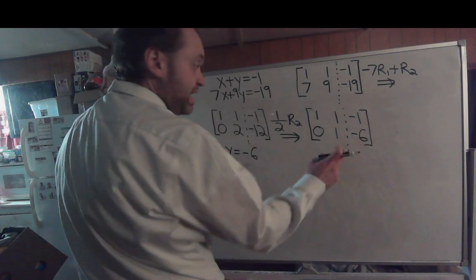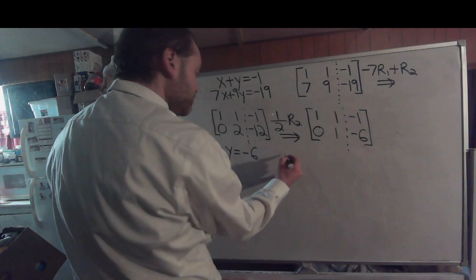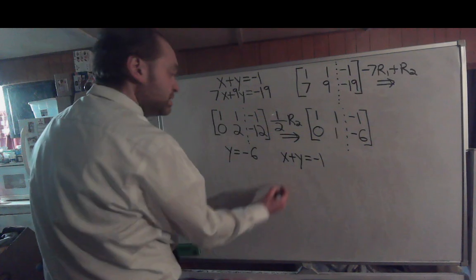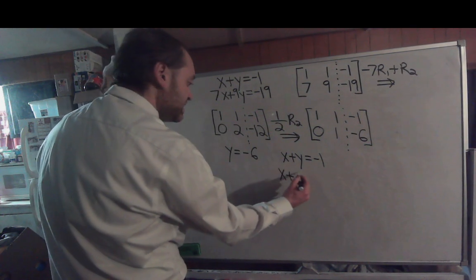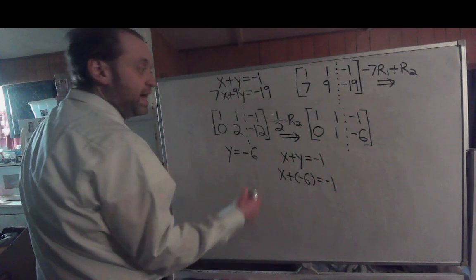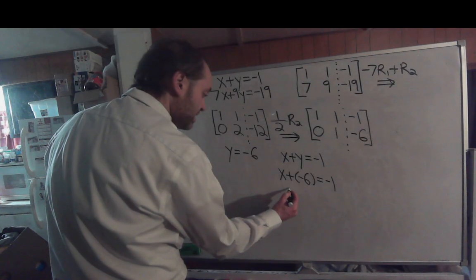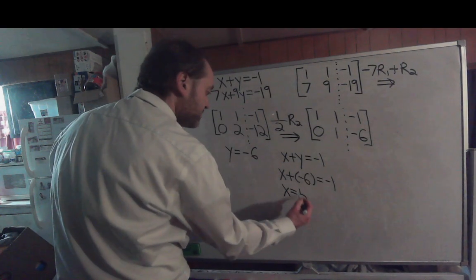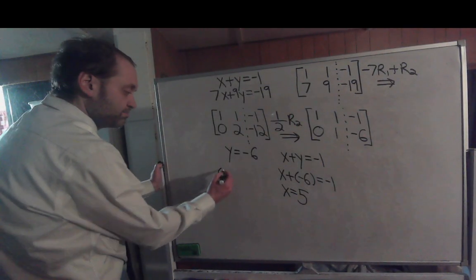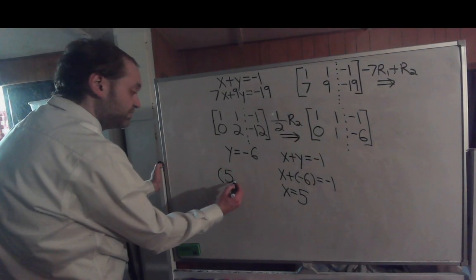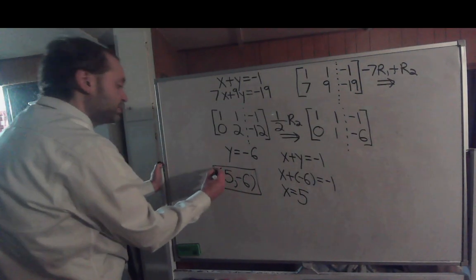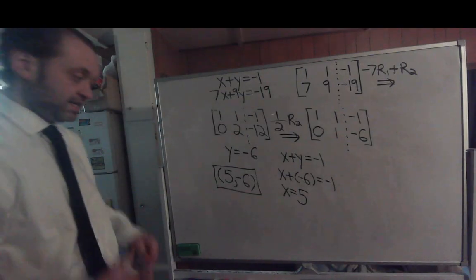Then we can just use back substitution, put it into the top equation, which tells us here that x plus y equals negative 1. So take x plus negative 6, which equals negative 1. We'll add 6 to both sides, which would give you that x equals 5. So the solution, the ordered pair that's the solution to this system, is going to be 5, negative 6. That's the ordered pair that would be the solution, is 5, negative 6.